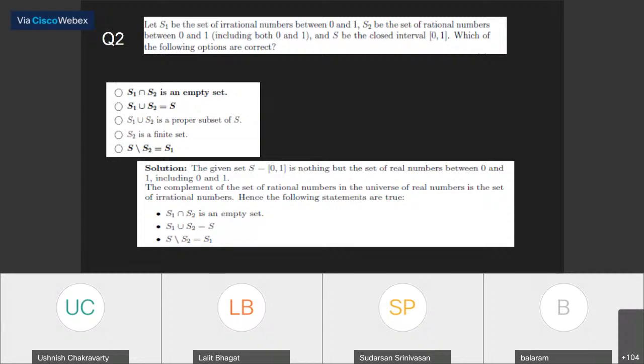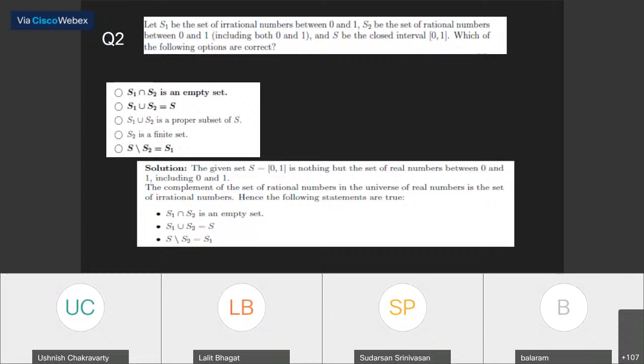So S1 is the set of irrational numbers, and S2 is the set of rational numbers. So can you give me some example of irrational numbers between 0 and 1? Some random example. Rational numbers will be like half or 1/4. Yeah, correct. So these are rational numbers. Irrational numbers will be maybe 1/√2, 1/√3, many infinite numbers, where the decimals do not repeat. So they cannot be represented in p by q form.